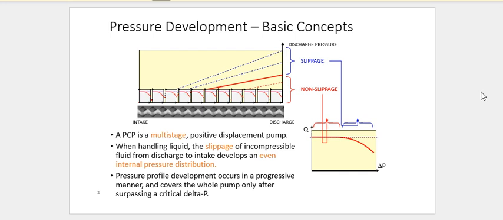Here is the pressure development inside the pump. We see that from intake to discharge of the pump, if there is no slippage, the discharge pressure represents only the delta P that happens across the pump without any slippage. If there is slippage across the pump, then the discharge pressure should have a considerable amount of slippage across the pump. That's why we see inefficiency in the pump, and this amount should be considered during design, because it has a foreseen impact on the pump efficiency with time.